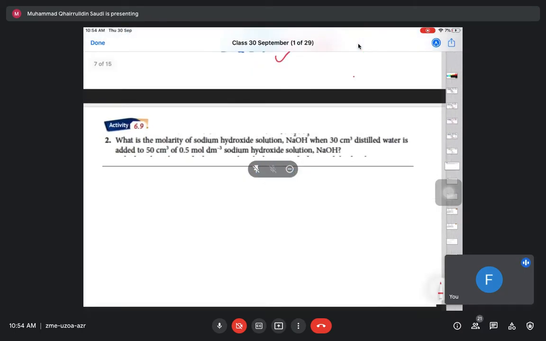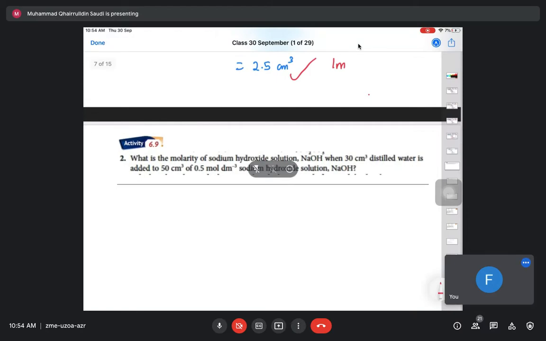Number 2. Everything is easy because the formula used is easy. But you have to make sure you only use this formula for dilution. You cannot use it for other questions. If you use M1 V1 equal to M2 V2 for every question, it is wrong. Only for dilution.